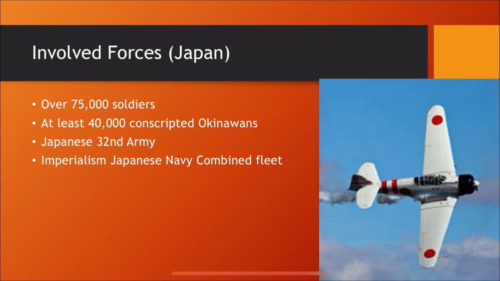The Japanese forces included the Japanese 32nd Army and the Imperial Japanese Navy Combined Fleet. The 32nd Army was led by Mitsuru Ushijima. The Combined Fleet was commanded by Manoru Ada. At the beginning, it could be seen that Japan was in trouble and had a very low chance of winning this battle. The Japanese themselves knew that, so they used vicious attacks, which I'll discuss later on.